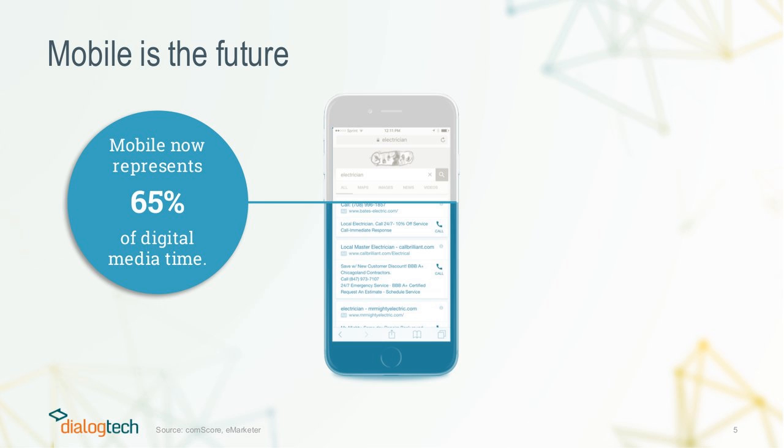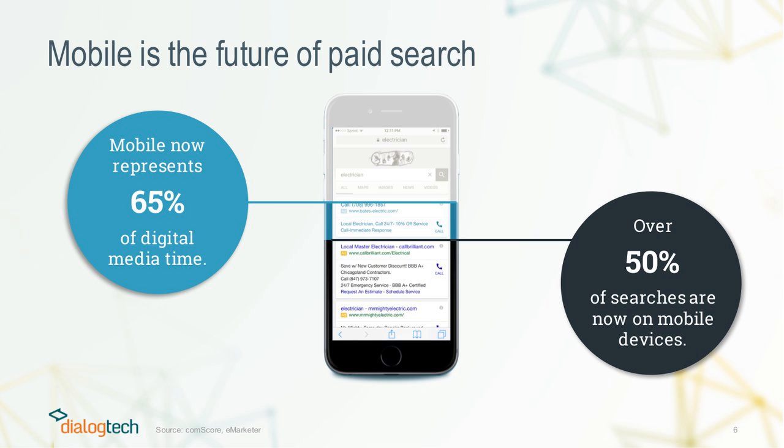In fact, so much so that a new report shows that 52% of U.S. adults live in households that only use a cell phone. There is no landline. I'm guilty as charged, and this may be a generational shift that we're seeing more and more. So mobile is definitely the future of our consumption habits, but it's also the future of paid search. Mobile search has now surpassed that of desktop search. Over 50% of searches are conducted on mobile devices.